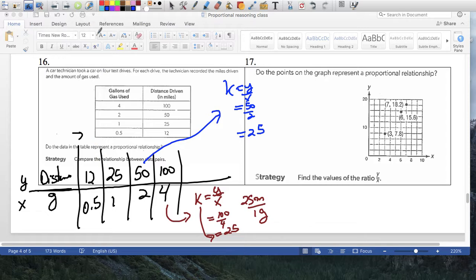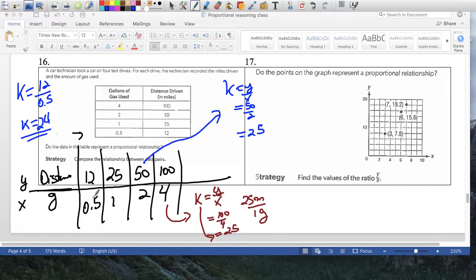But when we get to 0.5, something happens. So k equals y over x, y is 12, and x is 0.5, and if you divide 12 divided by 0.5, you get 24. So the constant of proportionality is different.